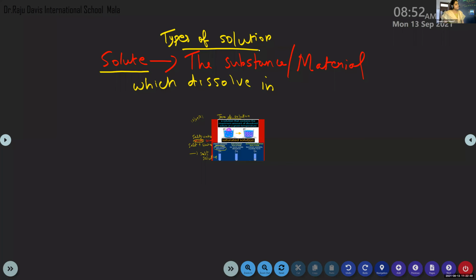Ma'am, if the chalk powder and sawdust will not dissolve, so they will not come with solute? No, they will not dissolve. So they are not solute. So the substance which dissolves in water is known as solute. Then for example, you can write salt.